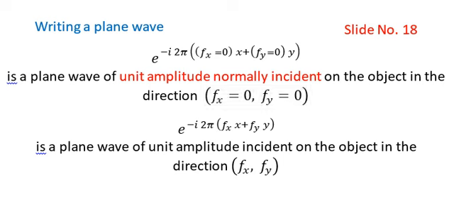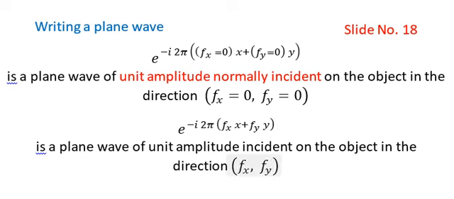And if you want to illuminate the object with a plane wave going in some other direction, not normally but at some angle, then we can write e to the power minus iota 2 pi (fx x plus fy y) as a plane wave of unit amplitude incident on the object in the direction of fx comma fy.